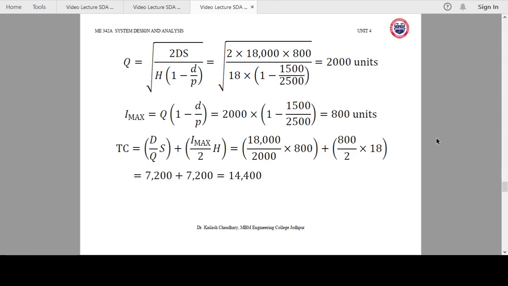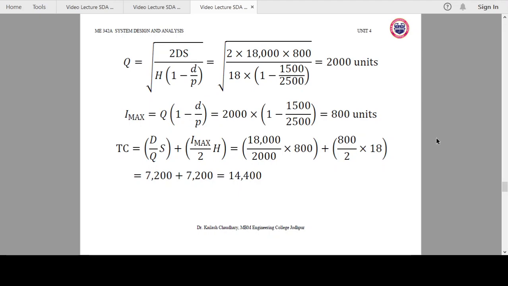Then we calculate the Q with the given formula, and this is the quantity we need to produce in this EPQ model. And then accordingly we need to keep the inventory I max, and that is 800 units. So if you want to produce 2000 units in a year, you need to keep 800 units in your inventory. So total cost relevant to this exercise is 14,400.